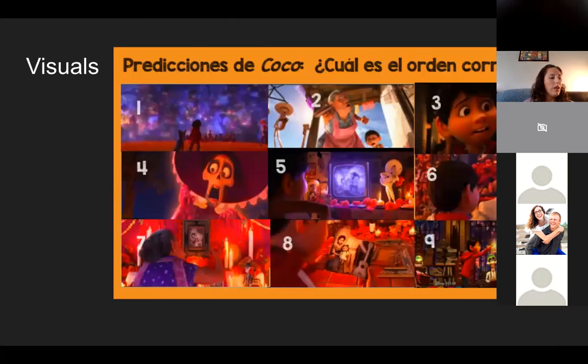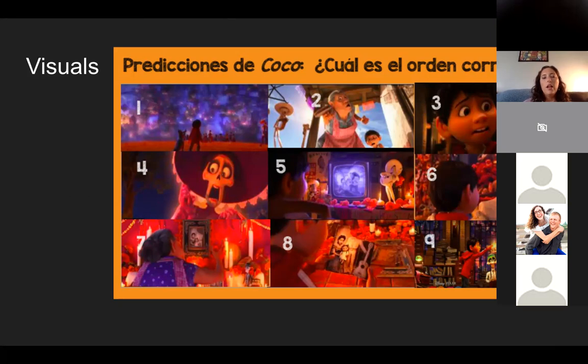Okay, another way to use visuals is taking screenshots again from the movie Coco. This one is a prediction of what is going to be the correct order. You could use this at the beginning, like a pre-reading activity. You're talking about different activities, and then the students just write down their numbers. Then you can go in and explain about the numbers. Oh, so you think that this is going to happen before this, and you add the language that goes along with the ideas that they come up with.